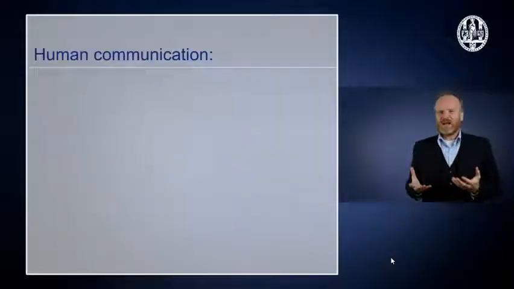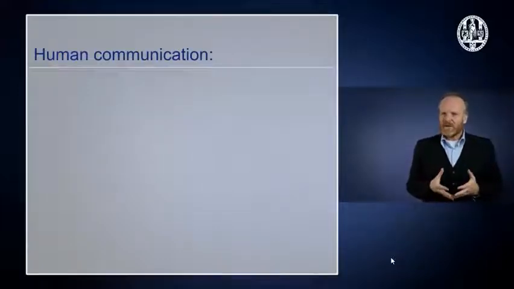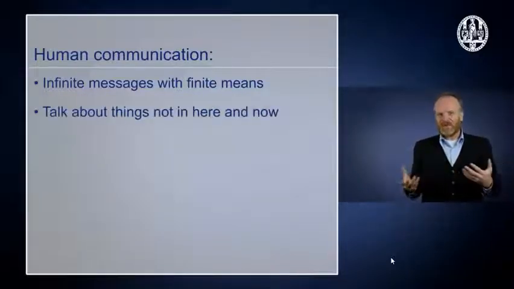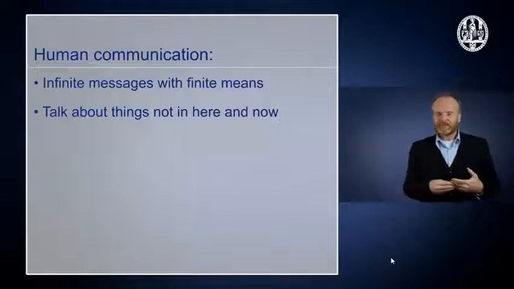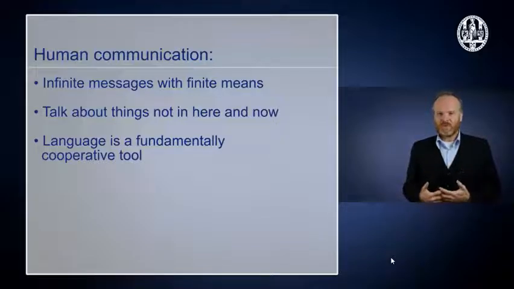We have now seen in this video that animals do have systems of communication, at least some kinds of animals do, but that they're always different in certain key aspects from human language. These key aspects are, first, that humans can make an infinite amount of messages with this limited set of building blocks. Second, that they can talk about things other than the here and now. And thirdly, that language is a fundamentally cooperative tool for humans. In the next video we will look a little bit further at what language is. Is it really true that all humans have language?